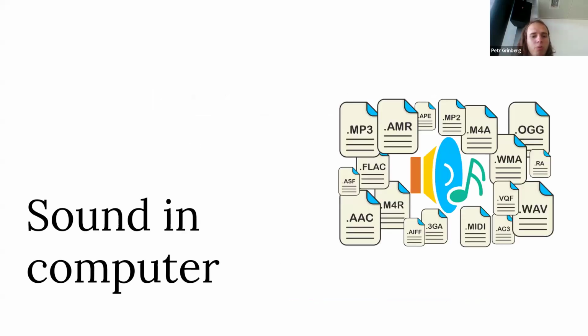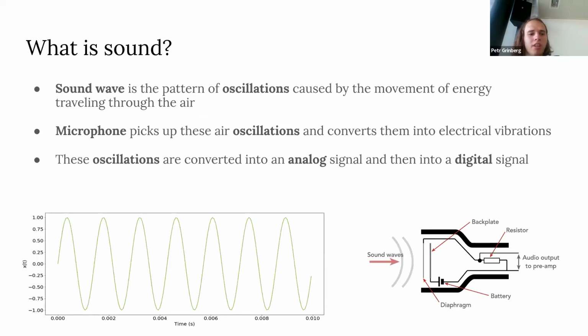So let's start with what is sound in a computer. A sound wave in general is just a pattern of oscillations, which is caused by the movement of energy through the air. And a microphone picks up these air oscillations and converts them into electrical vibrations. These oscillations are converted into an analog signal, so it's like a continuous signal through time, some function x of t. And to actually work with it on a computer, we have to convert it into a digital signal or discrete signal. So it will be a sequence x of n, not a continuous signal.